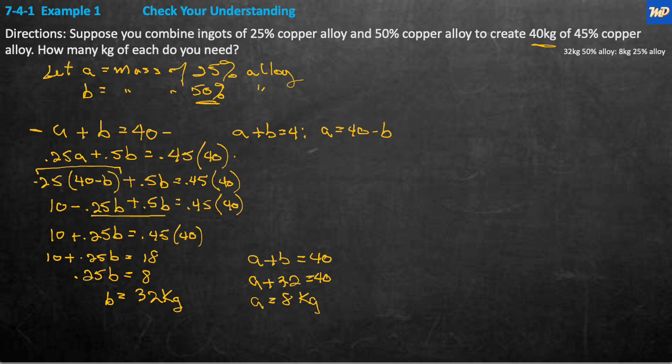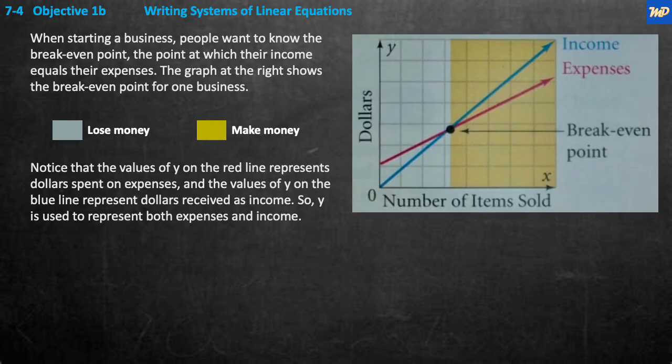Okay, good job. Okay, objective 1B, writing systems of linear equations. This is the objective 1, slide B. When starting a business, people want to know what their break-even point is. The break-even point is the point at which their income equals their expenses.